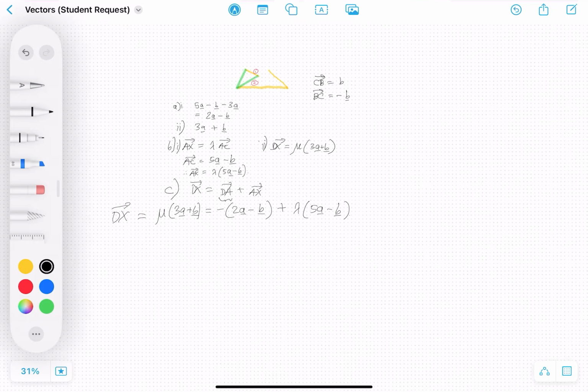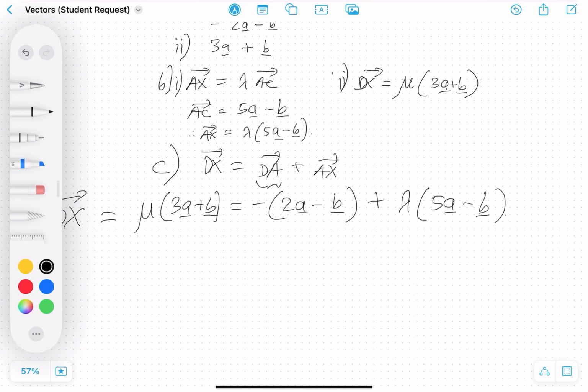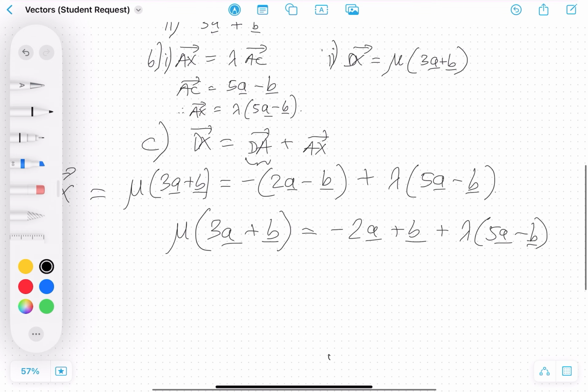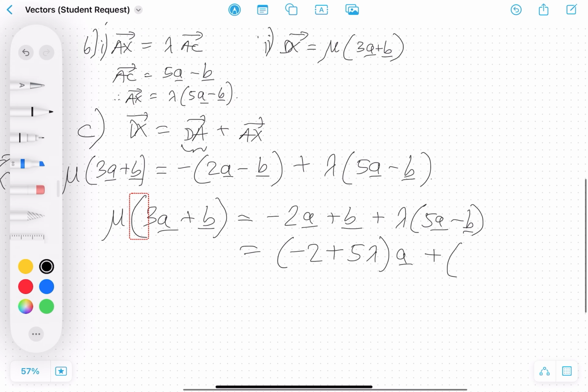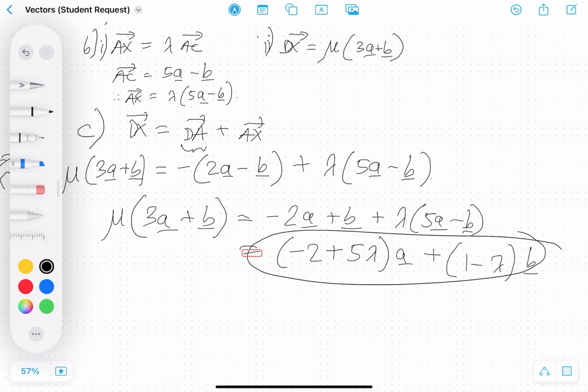So now this is where the challenging part comes. What we firstly do is tidy up this right hand side. So mu of 3a plus b is equal to negative 2a plus b. Remember to expand out the negative sign. Plus lambda of 5a minus b. And that is equal to, if you write this in terms of a and b, negative 2 plus 5 lambda times a plus 1 minus lambda times b. You can verify that by just expanding it out.